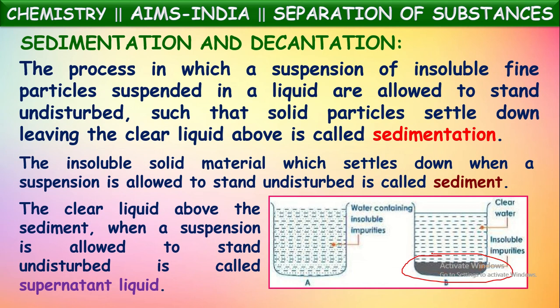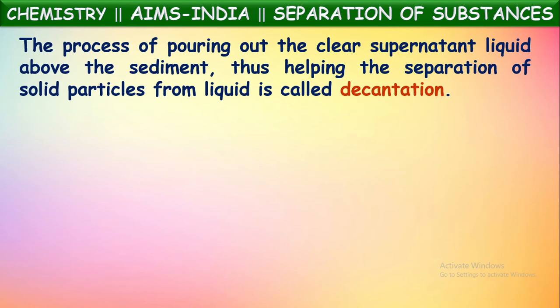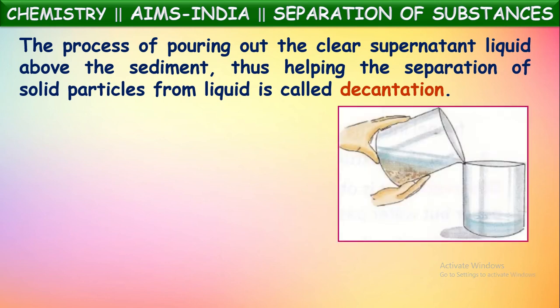Okay. Now, after this sedimentation, it will be followed by decantation. The process of pouring out the clear supernatant liquid above the sediment, thus helping the separation of solid particles from the liquid, is called decantation. So the pure liquid obtained in the sedimentation process will be separated slowly into another container so that the solid particles remain in the previous container. This technique is called decantation. So this decantation will follow sedimentation.